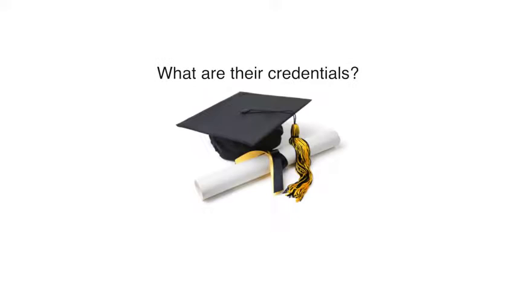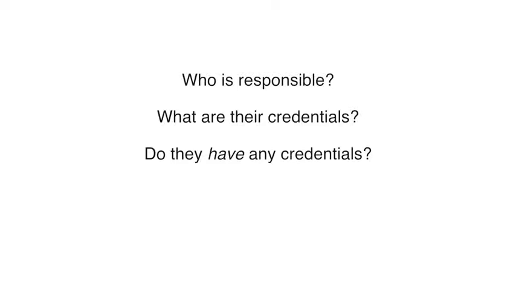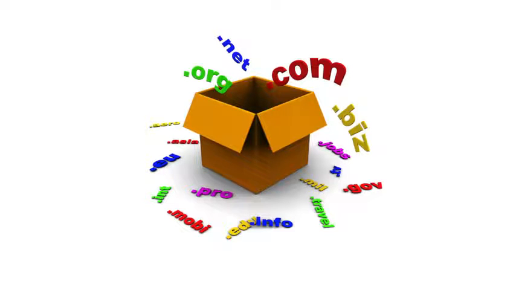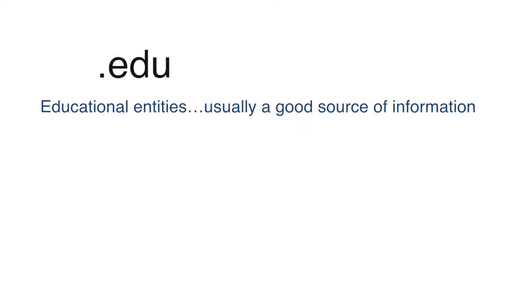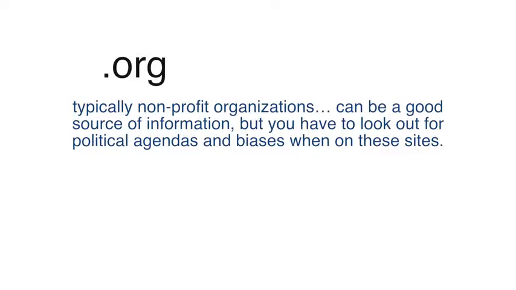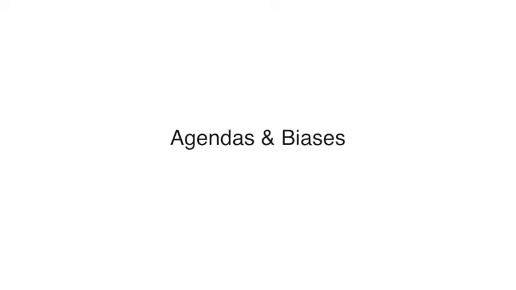All right, so authority. Who is responsible for the information? What are their credentials? Do they have any credentials? These are very important things to ask when you're trying to determine if something is credible or not. If you're searching on the internet for sources, you can actually just look at the domain name and tell right off how credible a source is likely to be. For instance, .edu websites, those are educational websites. They're usually a good source of information. .gov are government websites, usually good, especially for statistical information. And .org are typically nonprofit organization websites done as a sort of public service. But with .org websites, you have to keep an eye out for agendas and biases because that's where they will start to pop up. Agendas and biases. They're pretty much everywhere. They're all over the place.